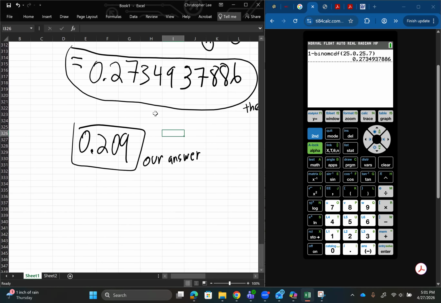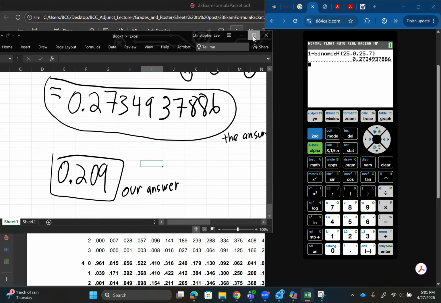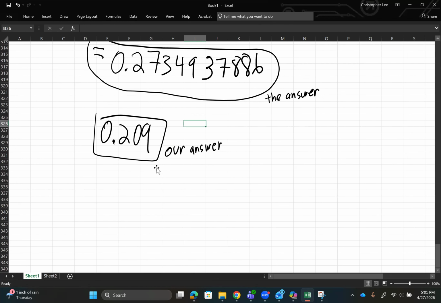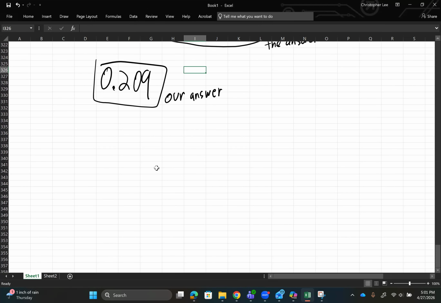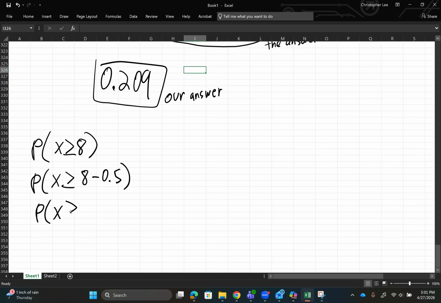So let's try that out. In the interest of time, I will do this part on the calculator just so you guys can see how to do the normal distribution on the calculator again. Probability of x greater than or equal to 8. I'm going to do that correction, so it's going to become probability of x greater than or equal to 8 minus 0.5. This is going to become probability of x greater than or equal to 7.5, and then the rest of it is the same.